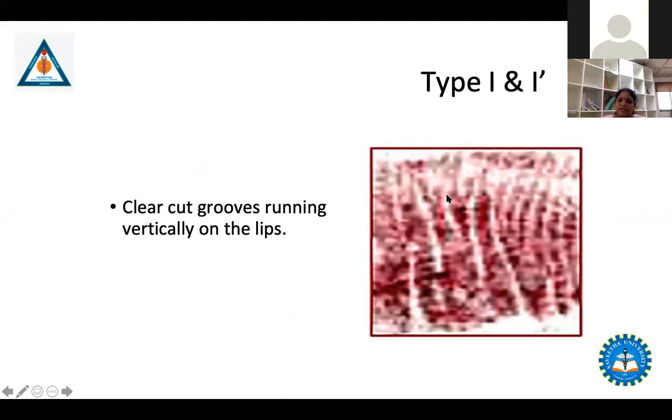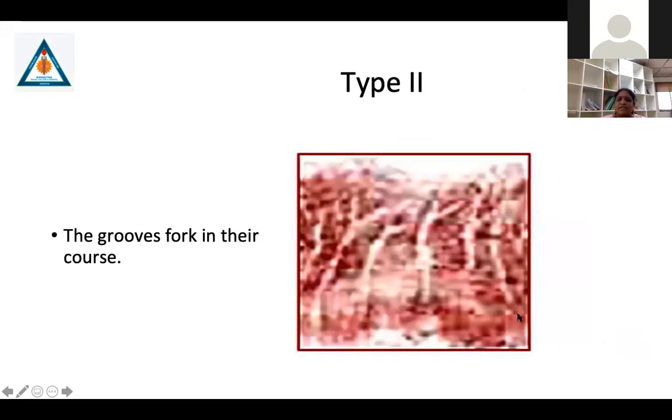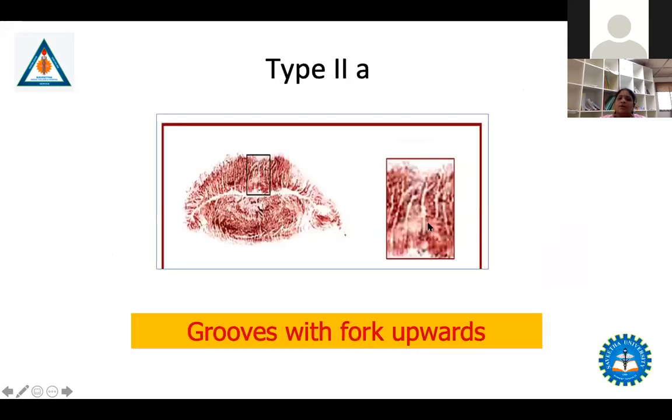Type 1 dash lip prints are vertical grooves which are running halfway through. Type 1 are lip prints which have vertical grooves running from the upper border to the lower border completely. Similarly, type 2 were vertical grooves with a fork in the course. And to add on, apart from Tsuchihashi's classification, the unique observation which I came across in my research in the year 2003 was that type 2 had a lot of subdivisions.